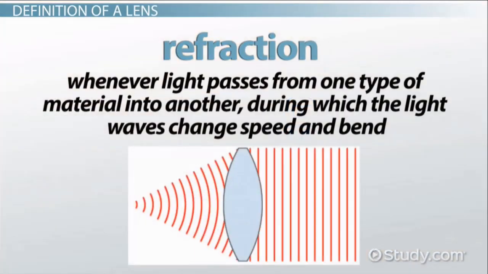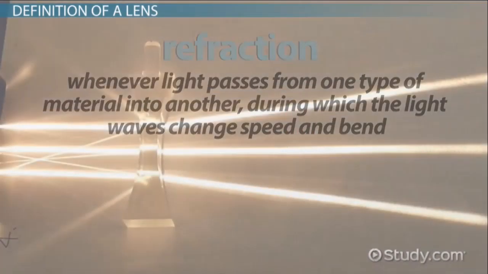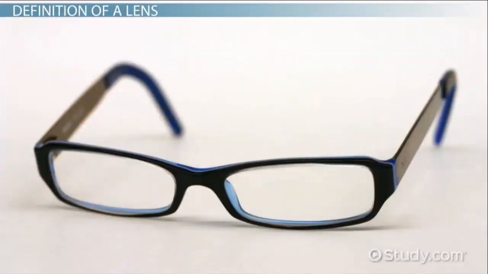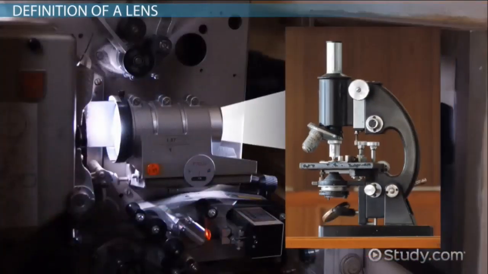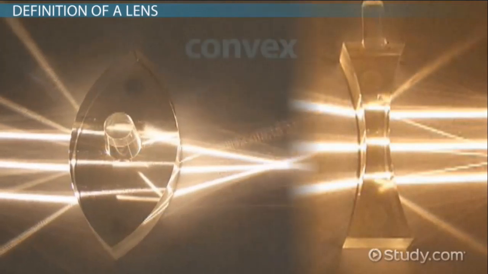Lenses are able to bend light because of a phenomenon called refraction. Refraction occurs whenever light passes from one type of material into another, during which the light waves change speed and bend. This allows the lens to form images, and so lenses are used in all kinds of optical instruments, from eyeglasses to projectors to microscopes. Lenses are classified based on the curvature of their surfaces. Those that curve inward are called concave, while those that curve outward are called convex.